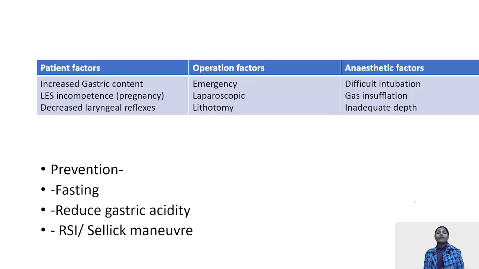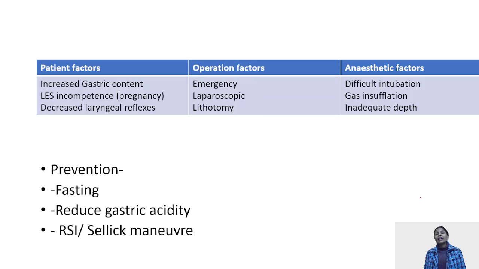Then there could be operating factors like an emergency case, a trauma case that has been taken into the OT and we don't know the status of the nil per oral. Then laparoscopic cases, which increase the intra-abdominal pressure, even those patients are predisposed to aspiration of the gastric juices. Lithotomy position. Then anesthetic factors could be the gas insufflation during pneumoperitoneum or during bag and mask ventilation, because generally in bag and mask ventilation a major part of the gas goes inside the stomach also. Then difficult intubation cases could also lead to aspiration pneumonitis. It could be one of the predisposing factors.